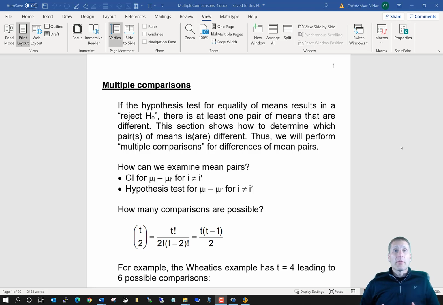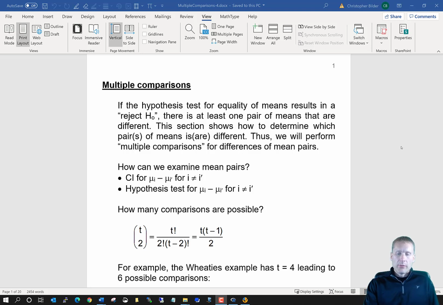When we perform ANOVA methods and we end up rejecting the hypothesis that the treatment, the factor level population means are all equal to one another, then we want to determine which pairs of population means are actually unequal. And the way that we do that is through what are called multiple comparisons of pairs of means.